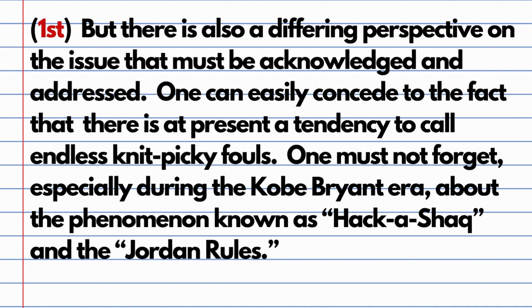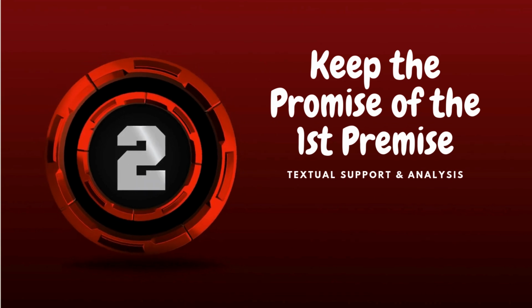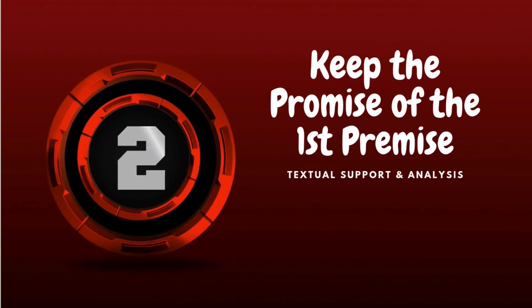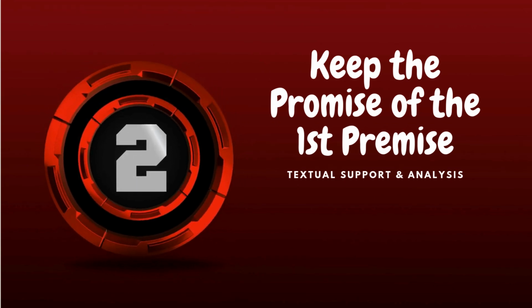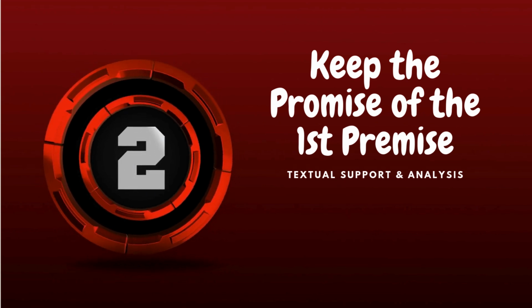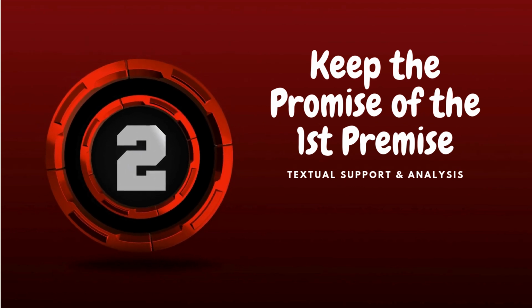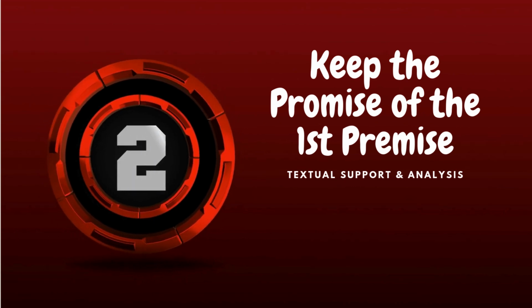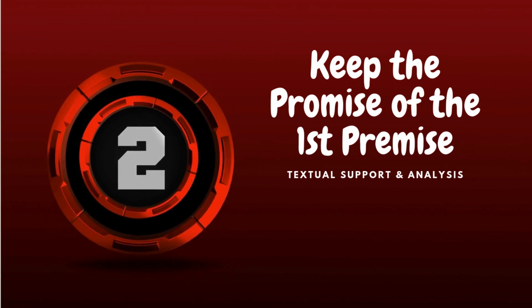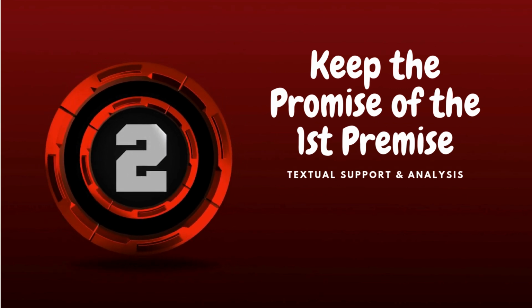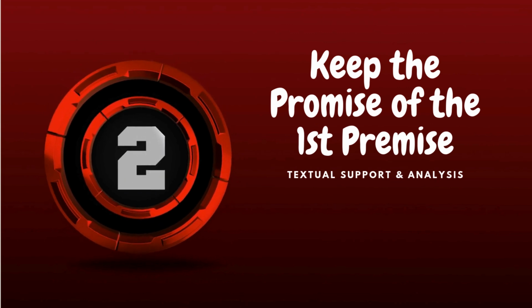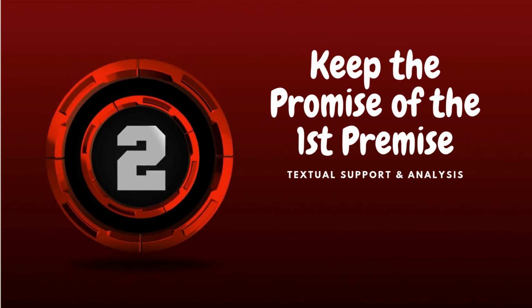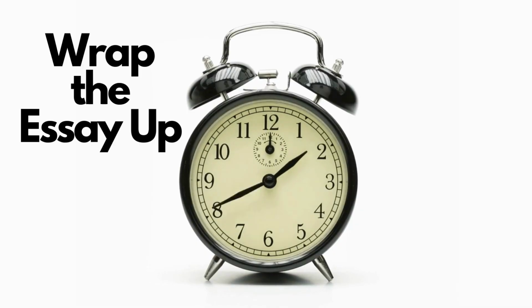So what do you do from here? Same old thing. Follow the pattern. Keep the promise of the first premise. Go align all your support, so your quotes and your paraphrases, with the promise of that first premise, right? And you're shooting for 10 to 12 sentences. You're going to use the 5-word rule for your quotes. And then you got yourself a syllogistic body paragraph, and that's it. But we still got to wrap the essay up.